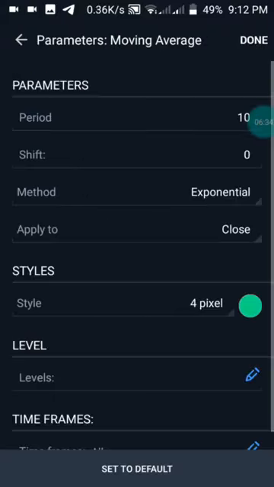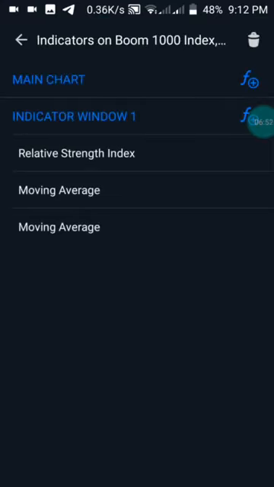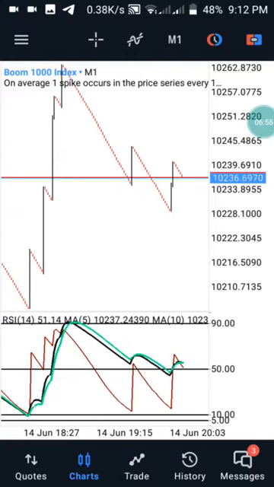Then we have our second moving average, which is the last moving average. We have a period of 10, shift of 0, method exponential, applied to close. Then we have our style in this color. You can choose any color of your choice also. Then you can press done. Then you will have the same settings I have here on my chart.